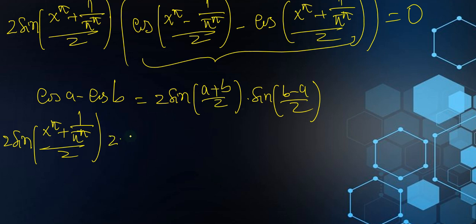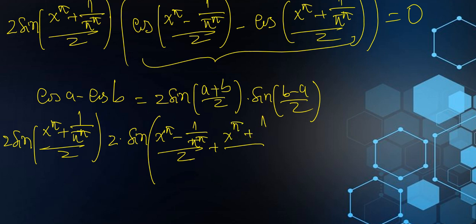Applying, we're going to have 2 times sine. Let me draw this parenthesis kind of big because we're going to need it to be really big. I'm going to say that this is a plus b. So a is x to the pi minus 1 over pi to the pi divided by 2, and then plus b, where b is x to the pi plus 1 over pi to the pi, divided by 2, and all of this divided by 2, right?